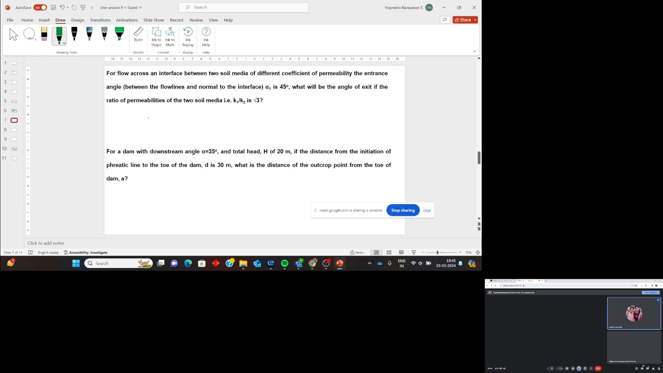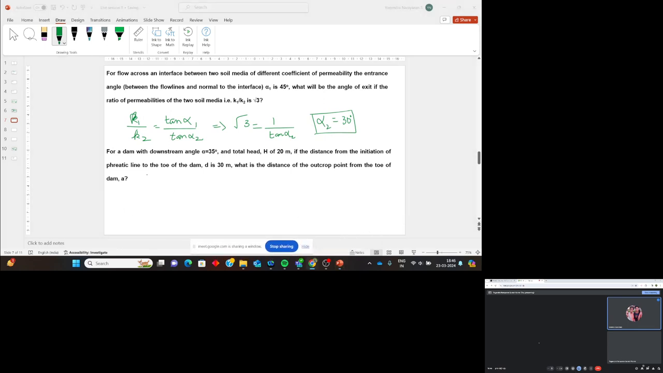tan alpha 1 by tan alpha 2 equals K1 by K2. So K1 by K2 is tan alpha 1 by tan alpha 2, and that is root 3. So tan 45 is 1 by tan alpha 2, so alpha 2 will be 30 degrees. Right?